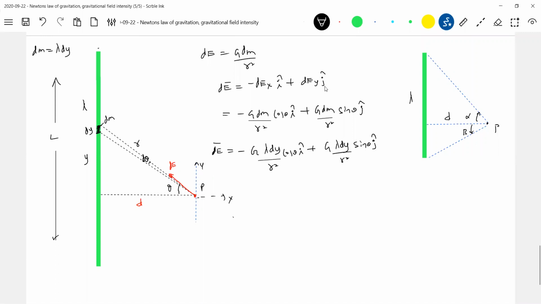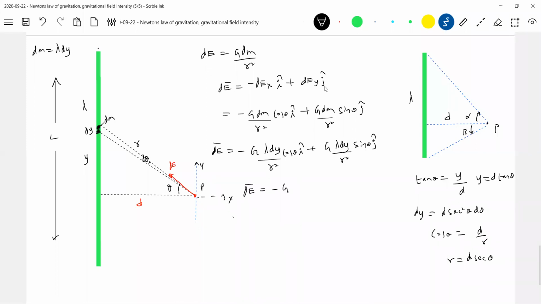So tan theta is equal to y by d. First, I'll bring in some mathematics. Tan theta equal to y by d, so y equal to d tan theta. I'll differentiate this: dy is equal to d sec squared theta d theta. Now I'm bringing dy like this. Next, cos theta equal to d by r, or r equal to d secant theta. Let me substitute all this.